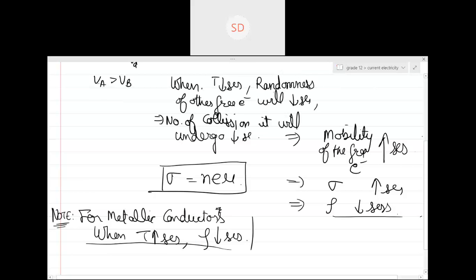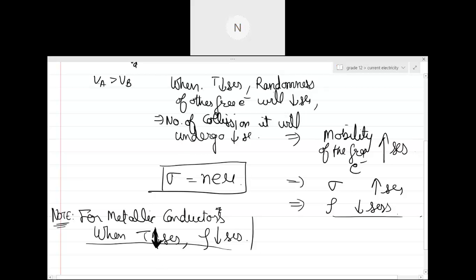So, tell me, with increase in temperature, resistivity decreases? Yes. But because you have taken... one second. Temperature... sorry, decreases here. Sorry, my bad. My bad, bro.